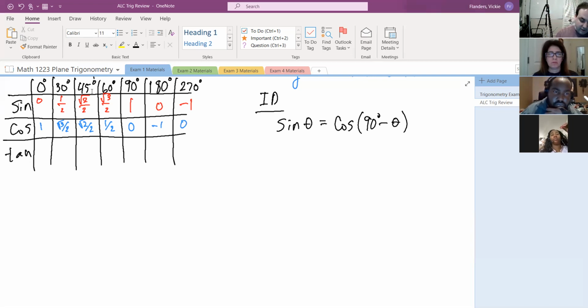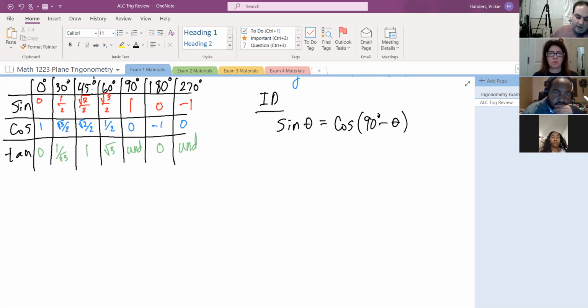To finish up, tangent is going to be a division. 0 divided by 1, right, is 0. 1/2 divided by square root of 3 over 2 is going to be 1 over square root of 3. Anything over itself is 1. Square root of 3 divided by 1 is just square root of 3. 1 divided by 0 is undefined. 0 divided by anything is 0. Negative 1 divided by 0 is again undefined.